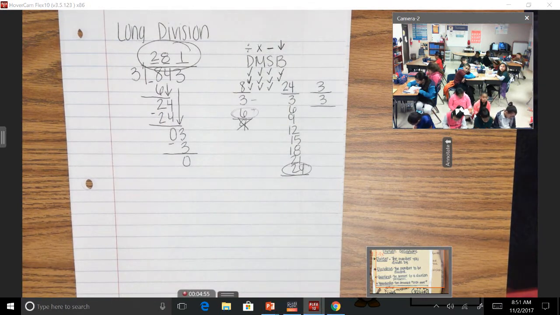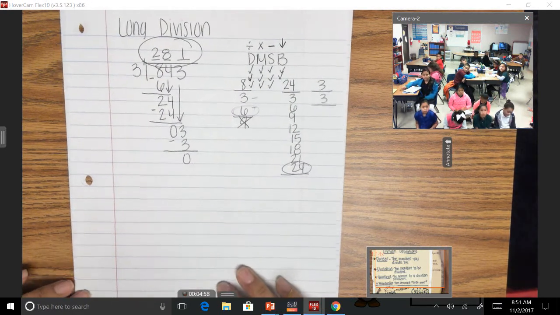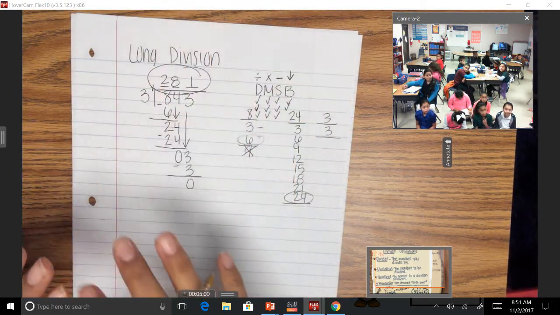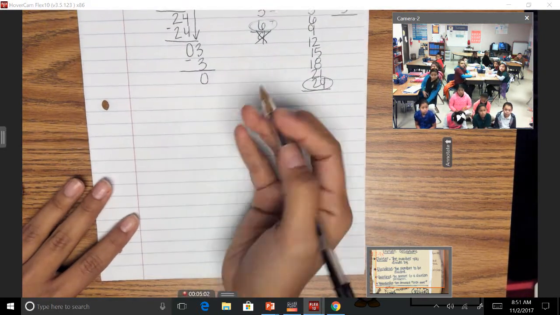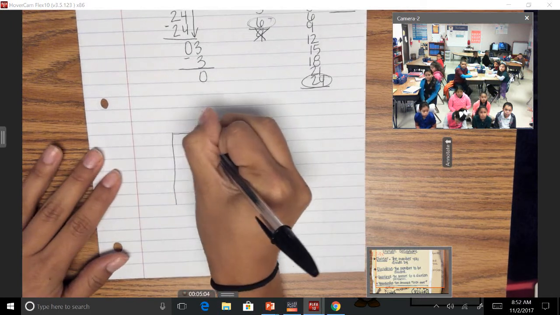281. Now let me show you very quickly the area model in case this is not your favorite. I have one where it's the same thing, let's all do it together.